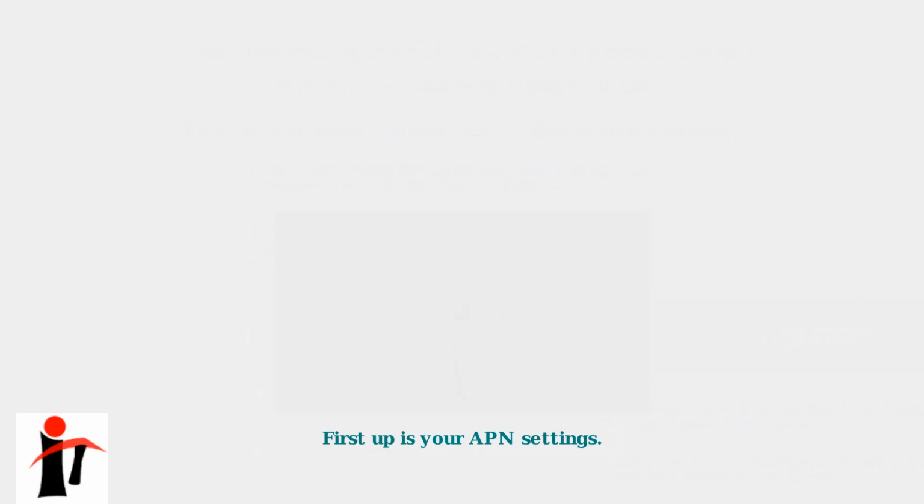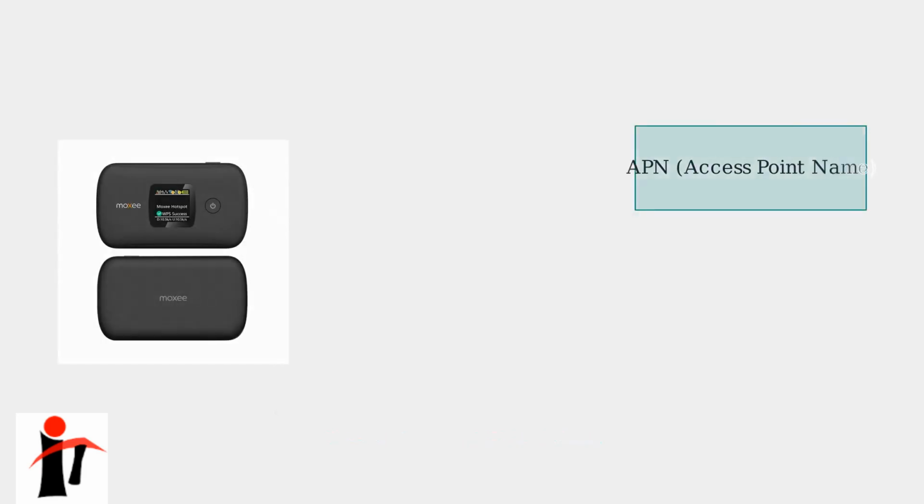Let's start by understanding what these solutions are and when to use them. Problems often stem from network incompatibilities, software bugs, or incorrect settings. We'll break down each fix step by step to get you back online quickly. First up is your APN settings. Let's dive into each solution.